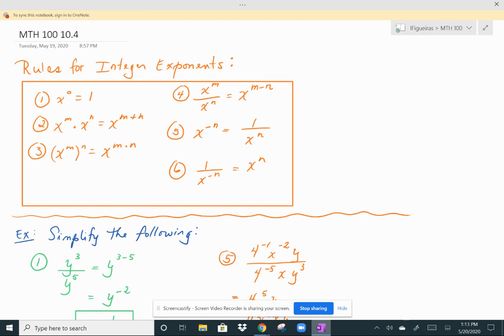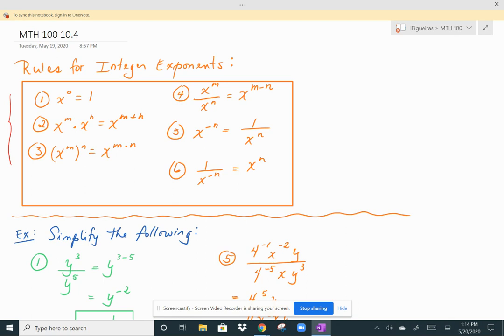Hello, this lesson is about simplifying expressions with integer exponents. But in order to do that, there's some rules we have to learn. The first three may look familiar. We've used these before. So that says that an expression raised to the zero power, doesn't matter what the base is, as long as it's to the zero power, the answer is 1.